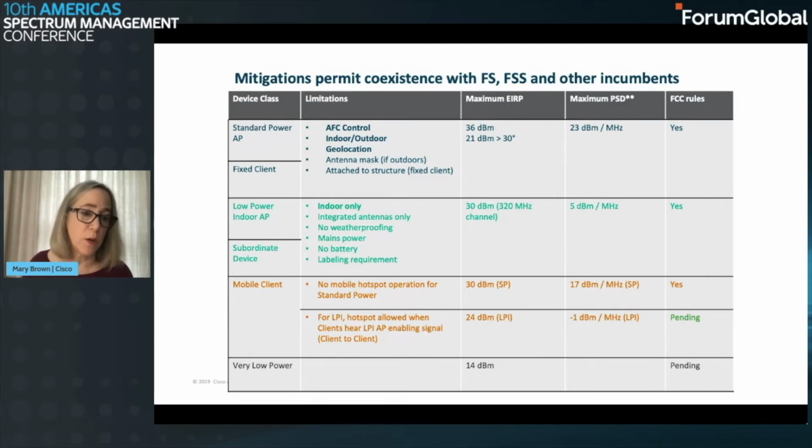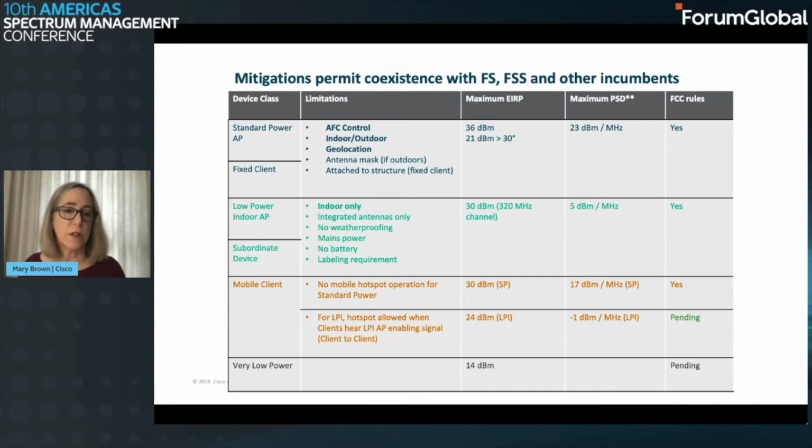This is a chart from the US FCC. Other countries are picking and choosing what they think is best for them. But this is the chart from the FCC showing the categories that Martha discussed in her introduction. Standard power, which could be used indoor and outdoor at 36 dBm for large indoor environments, and also for outdoor use. So a lot of enterprises may have an outdoor use on their premises. And that's important. We do have to be able to avoid microwave links.